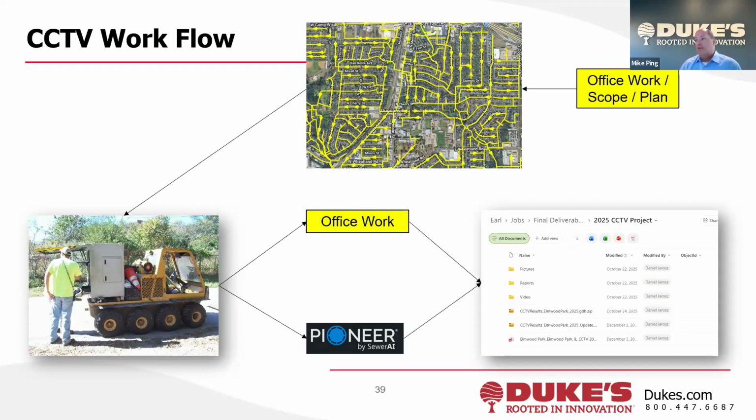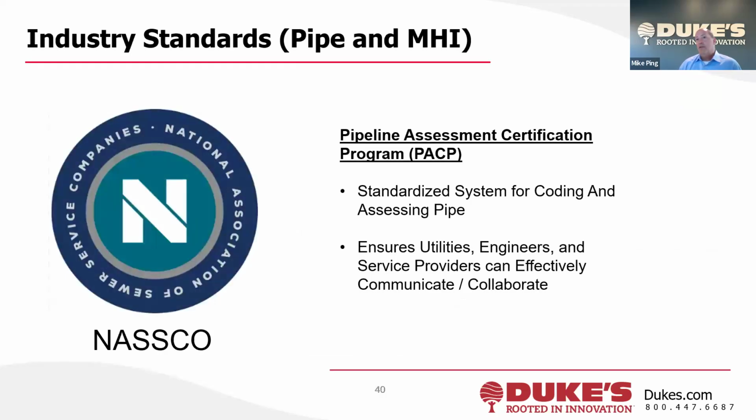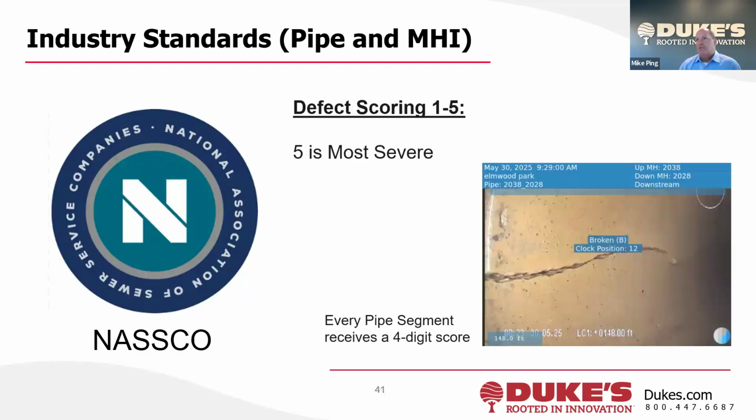And there is a lot of information that gets spun out of this. It's important to note this association called NASSCO. It's the National Association of Sewer Service Companies. And for pipe, there's what's called a PACP, Pipeline Assessment Certification Program. It's a standardized system for coding and assessing pipe, and it ensures that utilities, engineers, really anybody in the industry are operating off kind of the same page of music, and can communicate and collaborate in the same manner, so all the data shows up and can be transferred seamlessly.